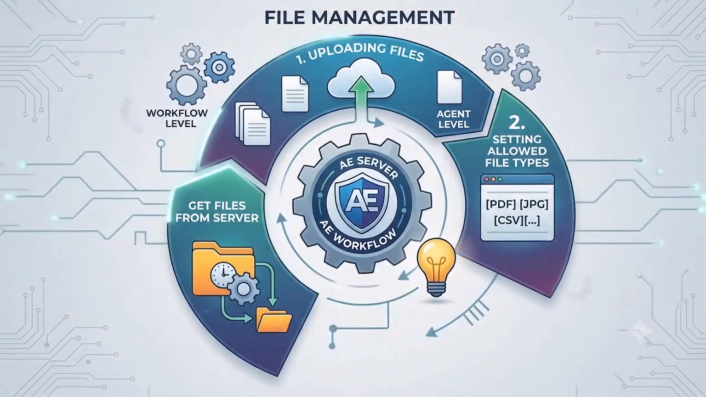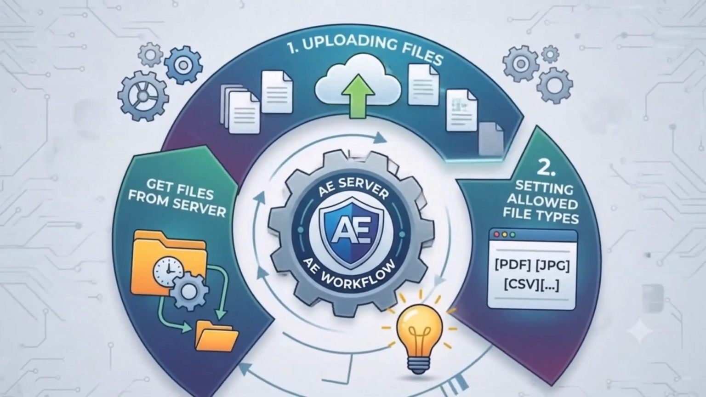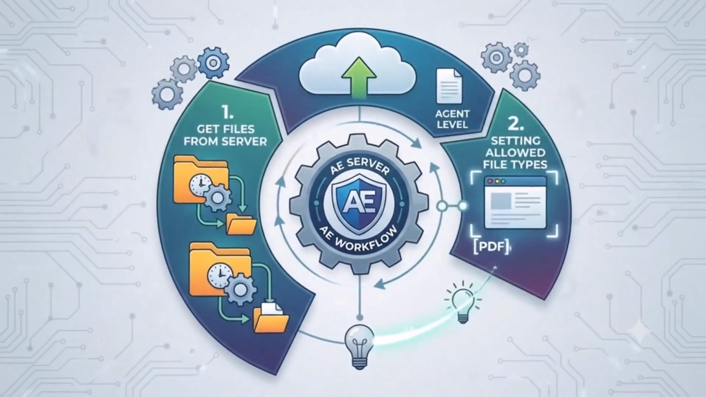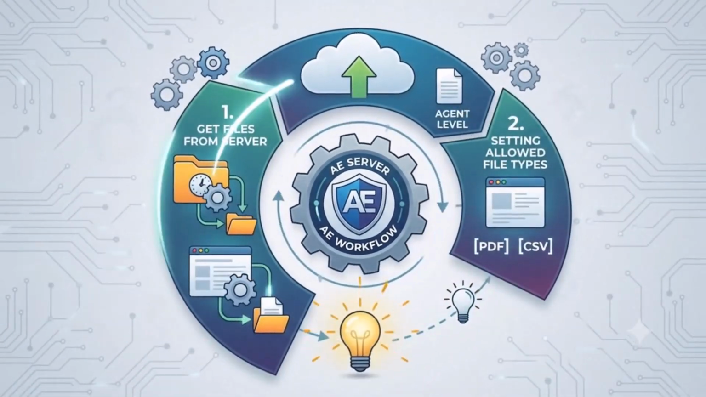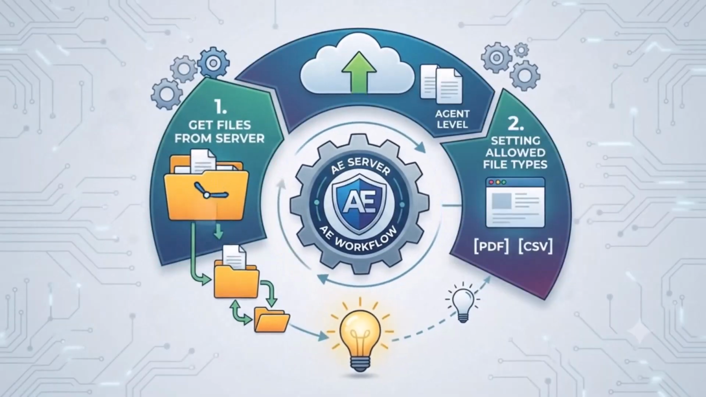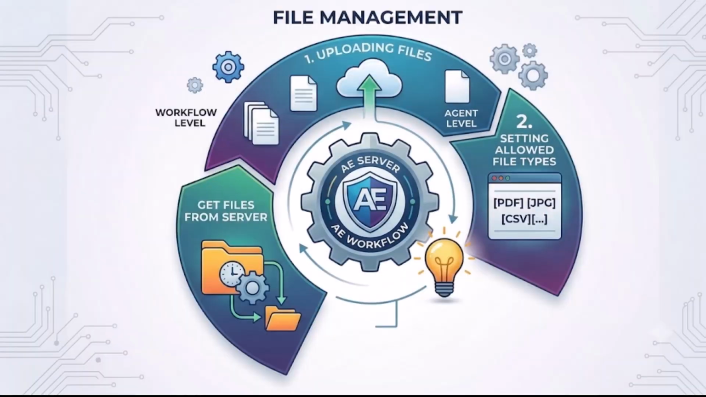We will cover three things: uploading files, setting allowed file types for security, and using the Get Files from Server step to pull files at runtime. We can upload files at workflow level and agent level. Workflow files let you attach supporting files to a specific workflow on the AE server. When that workflow runs, the files are already available, no manual placement required.